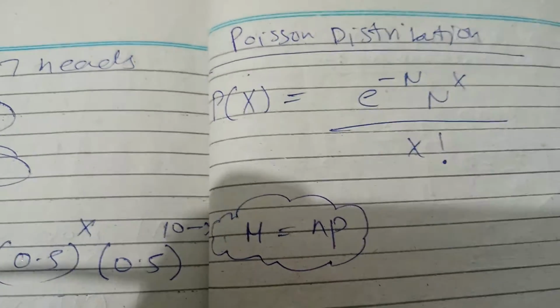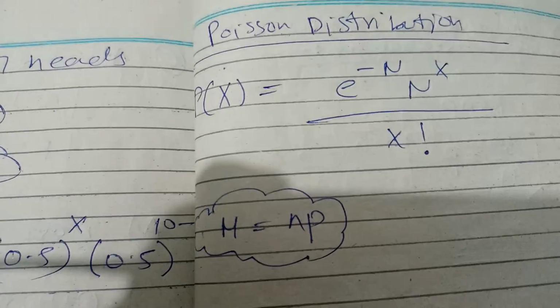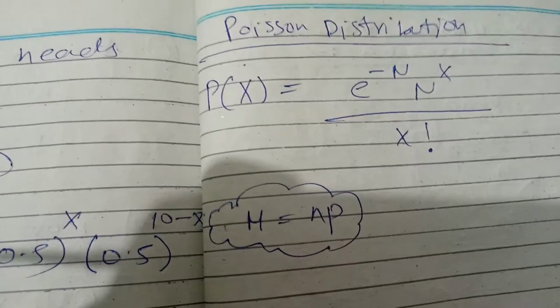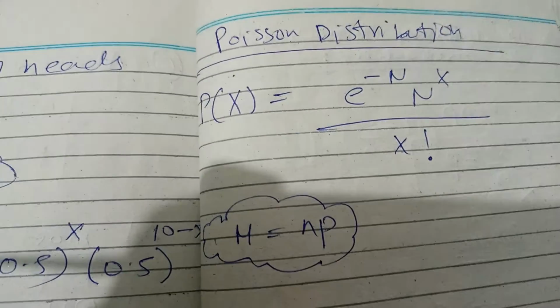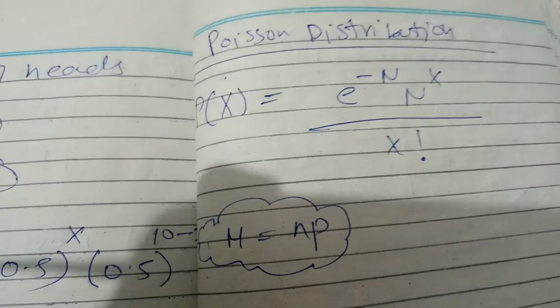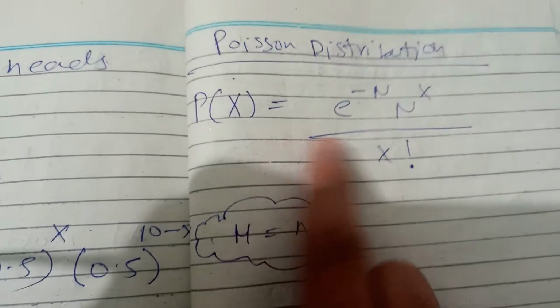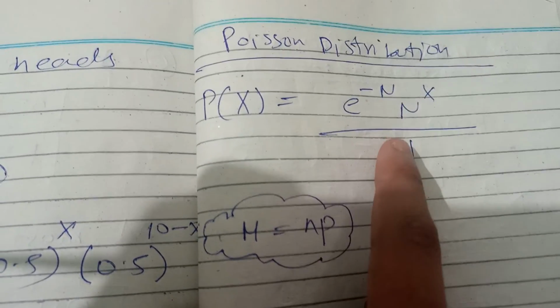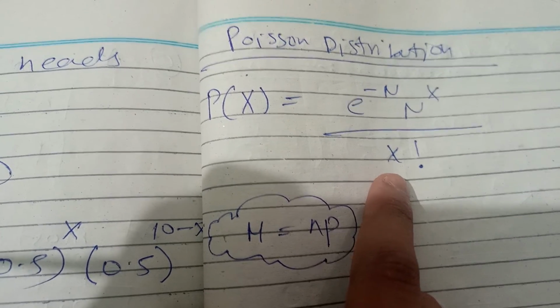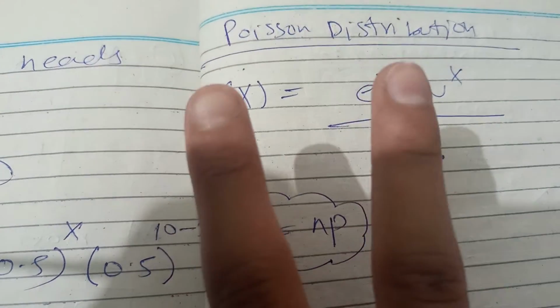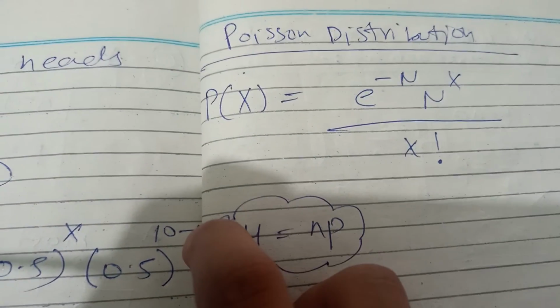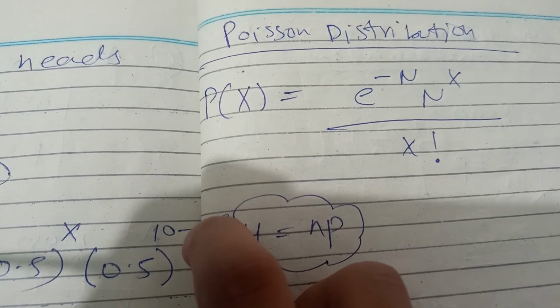So guys, today we're going to talk about Poisson distribution. By watching this video, you'll be able to solve any question on Poisson distribution, which seems very difficult to most people. You just need to know the formula of it, which is e to the power minus mu, mu to the power x, over x factorial. There are only two parameters here.